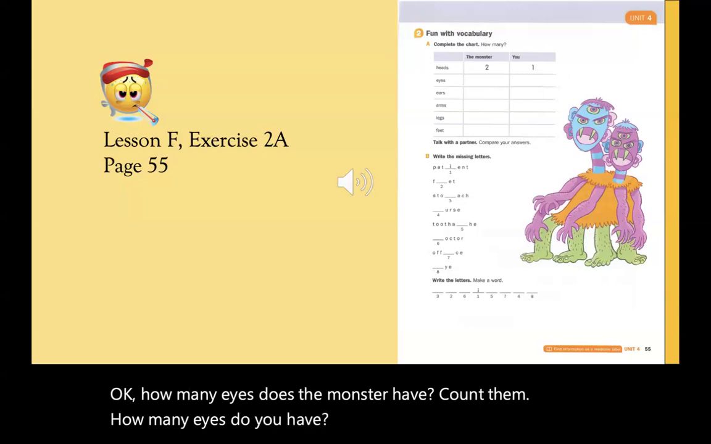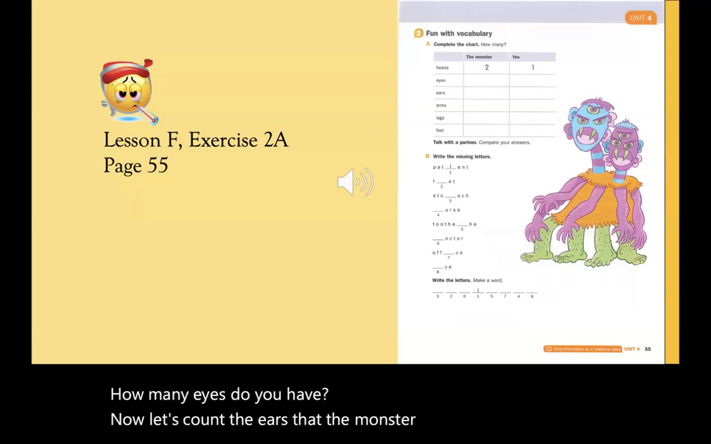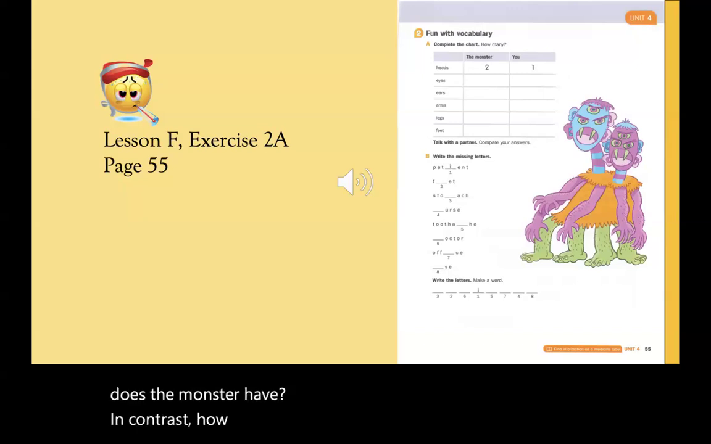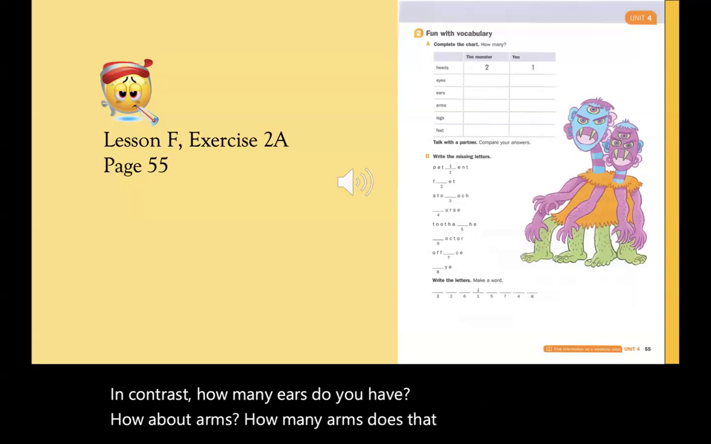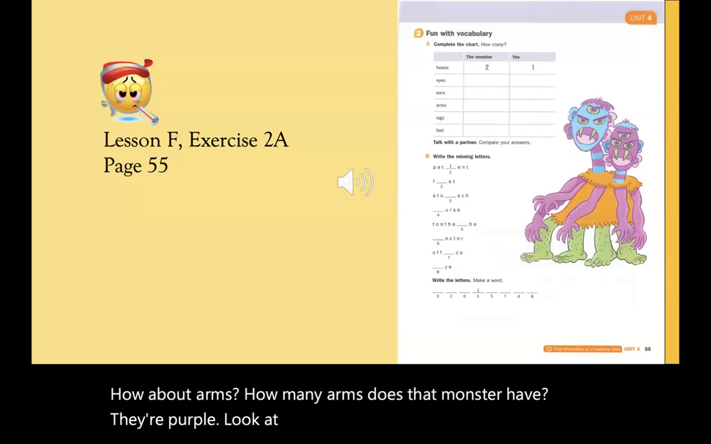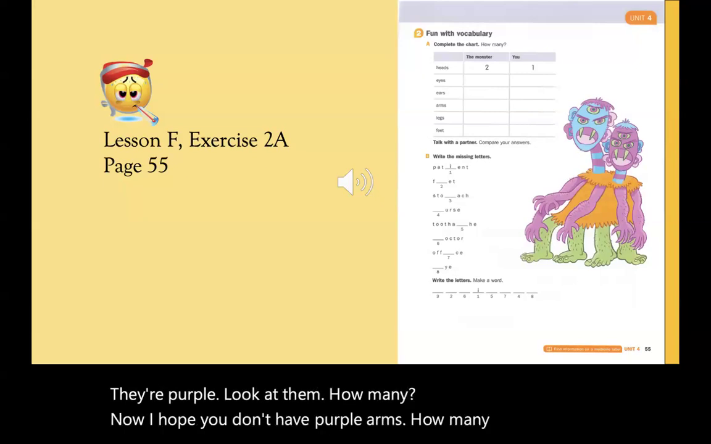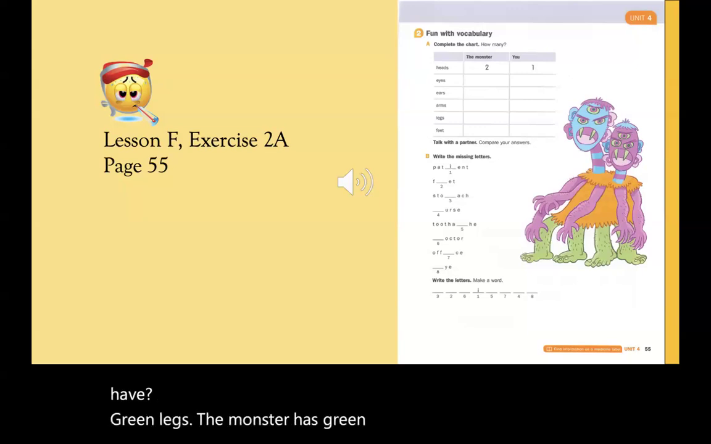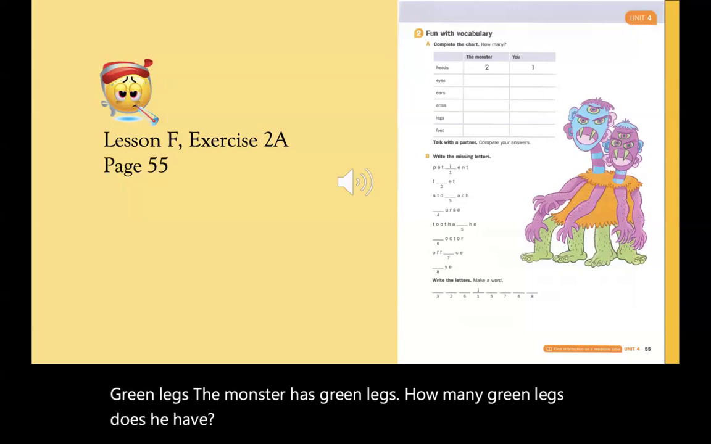Now let's count the ears that the monster has. How many ears does the monster have? In contrast, how many ears do you have? How about arms? How many arms does that monster have? They're purple. Look at them. How many? Now, I hope you don't have purple arms. How many arms do you have? Green legs. The monster has green legs. How many green legs does he have? How many legs do you have?